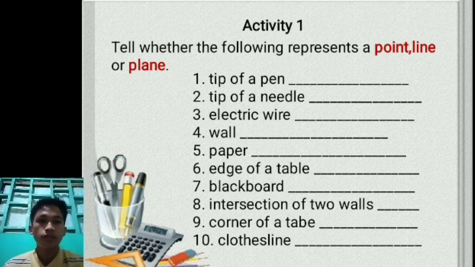Number 1. Tip of a pen. Answer is a point. Tip of a needle. It is a point. Electric wire. It is a line. Wall. It is a plane. Paper. It is a plane. Edge of a table. It is a point. Blackboard. It is a plane. Intersection of two walls. It is a line. Corner of a table. It is a point. Clothesline. It is a line.